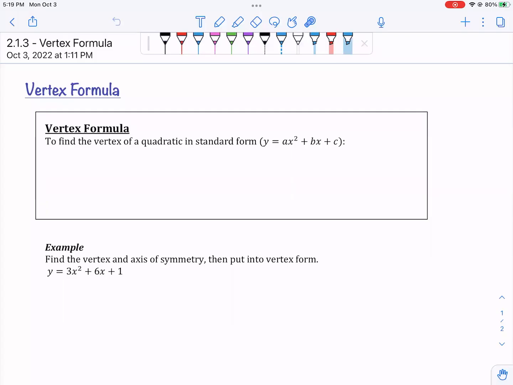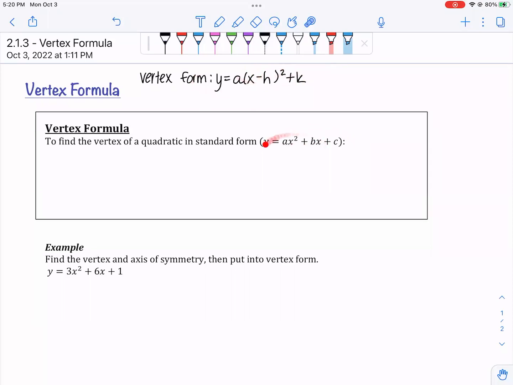The vertex formula. In a previous video, and in fact, the video I just finished filming 1 second prior to this, we talked about how to graph things in vertex form. And at the very end of that video, I talked about how to go from vertex form, which looks like this, to standard form. The answer is you just FOIL it out and simplify.